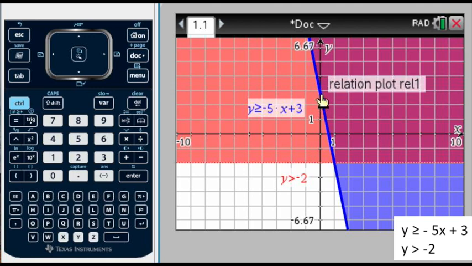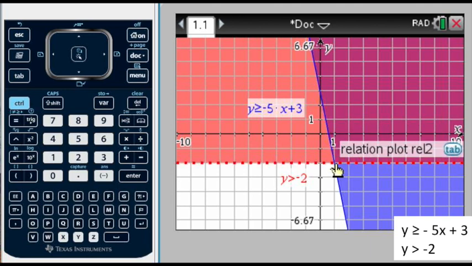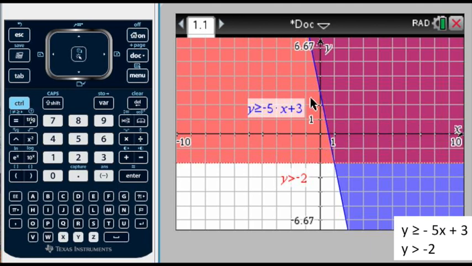So the first point that I know that it touches perfectly is the point 0, 3. So I'll put that in my paper. And then the second one is the 1, negative 2. So this will be the points that I use so I can graph on paper accurately.